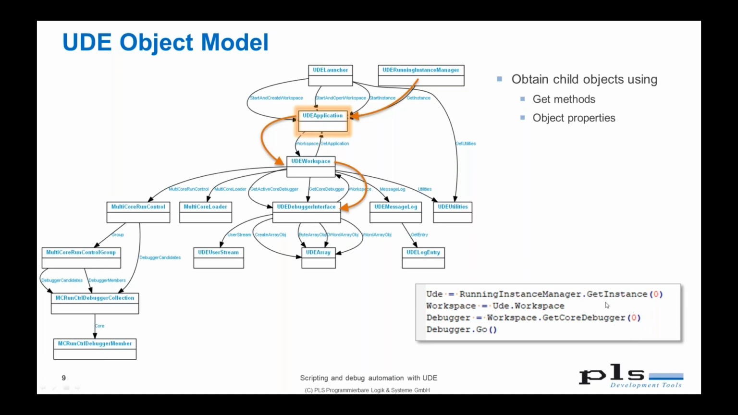And this is a small code template or snippet which shows you how to get the UDE debugger interface if you have an already existing UDE session attached. So you get a UDE application object by asking the running instance manager for a UDE instance which is already running. Then you access the workspace, and from the workspace you get the core debugger of Core 0, for example. And then you can use the core debugger to make it go. It's very easy.